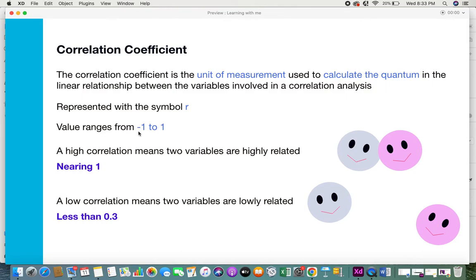So when you find out the correlation coefficient for variables, if the values are nearing 1, then we can say that there is a high correlation, which means that two variables are very highly related to each other. So if you have lesser correlation coefficient values like 0.3, 0.2, 0.1, something like that, it means that there's a low correlation and the two variables are only lowly related to each other. So this is about the correlation and correlation coefficient.